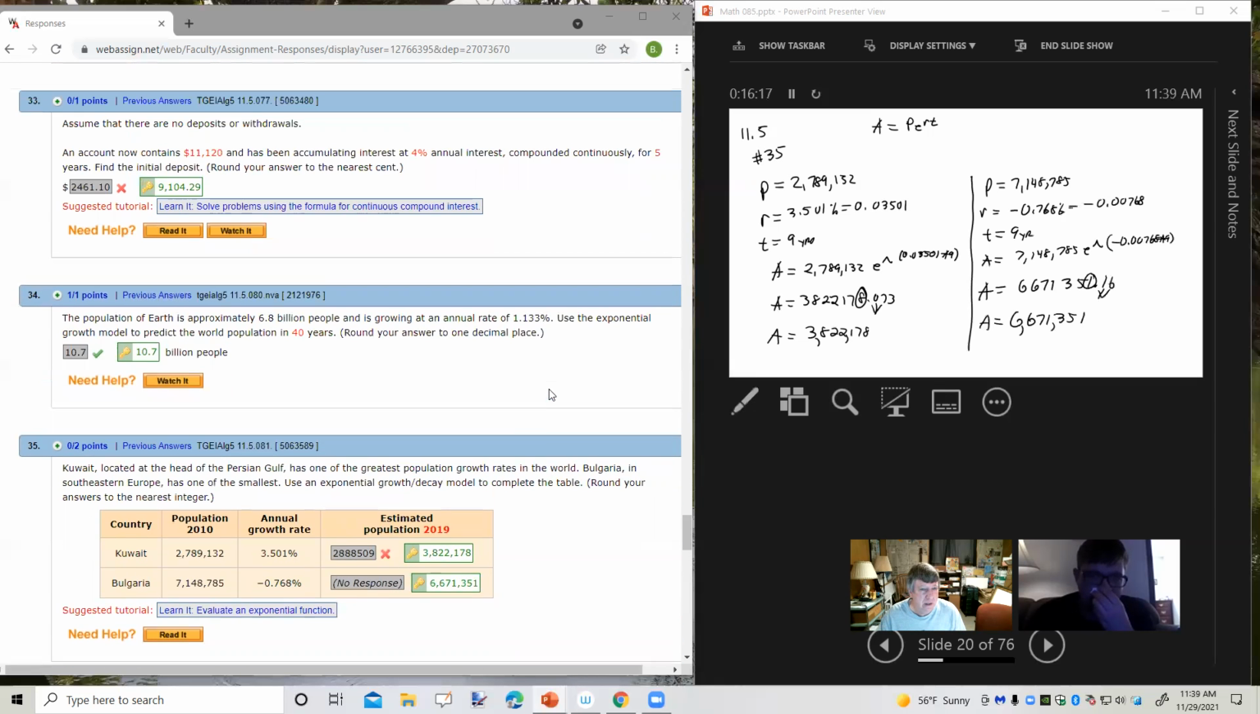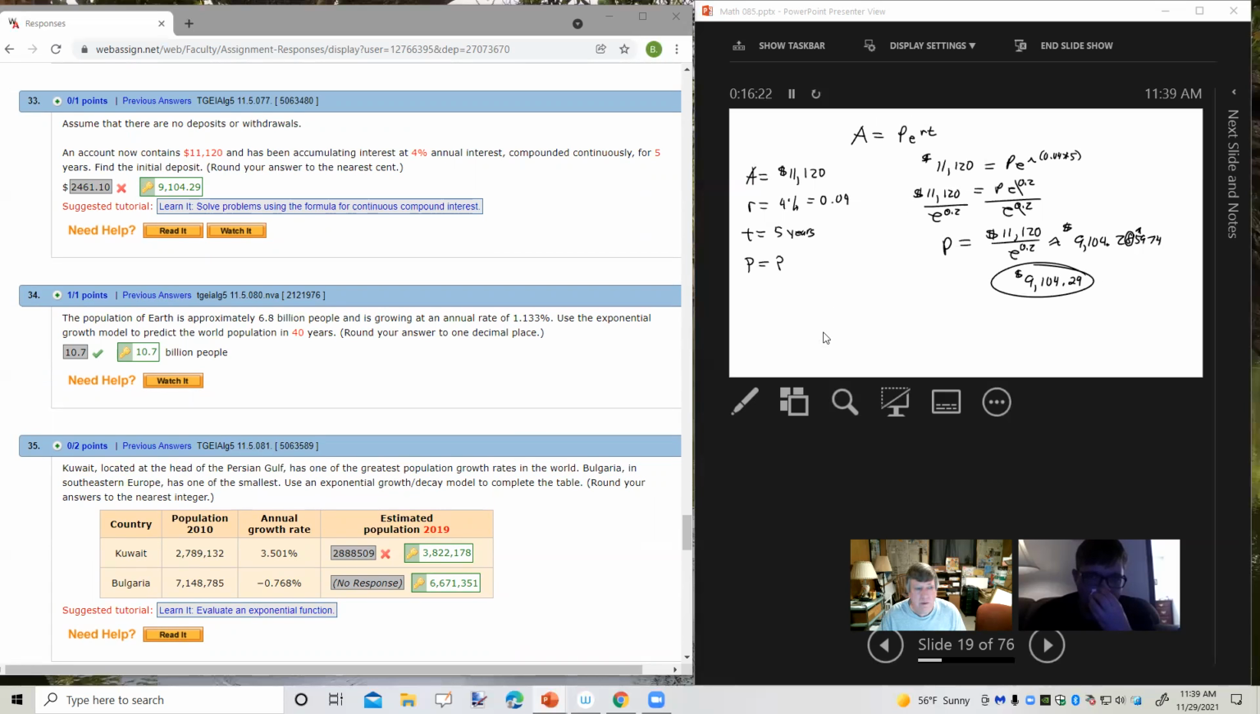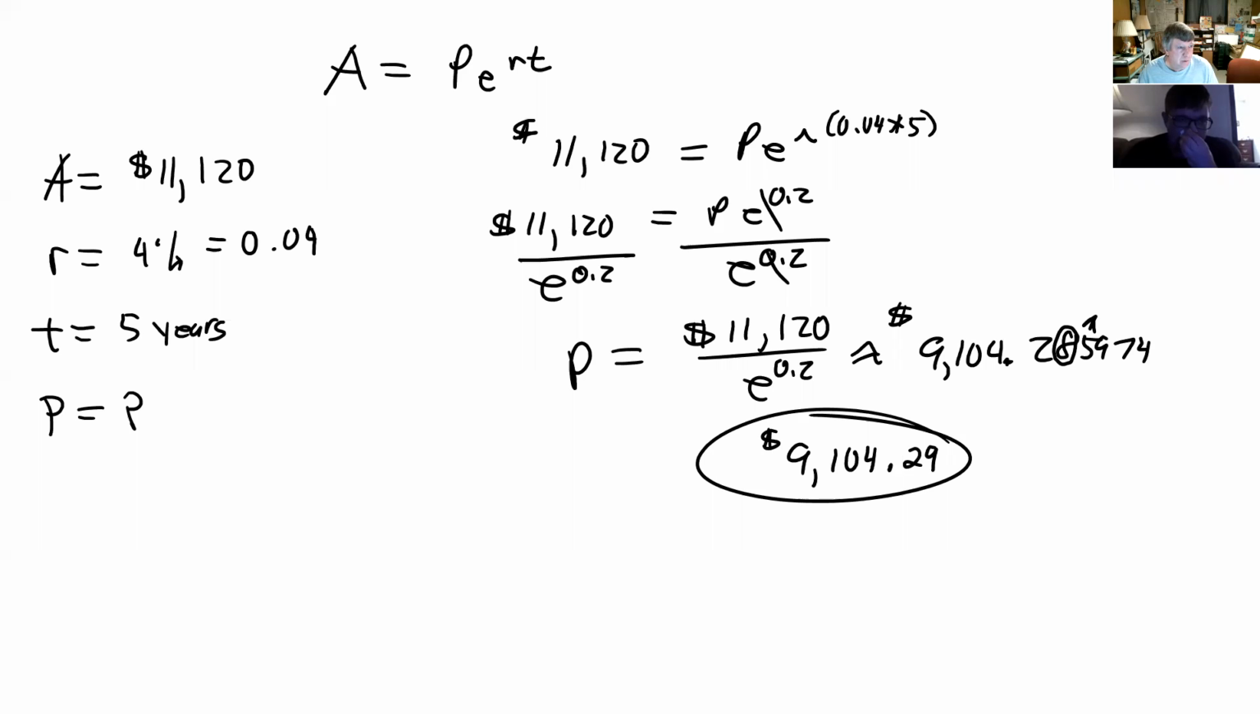Okay. Let's see here. Did I do? Yes, I did. Okay, hang on. I'm going to switch screens for just a minute. And I'm going to go to another student's questions. Let's see here. 11.5. Number.